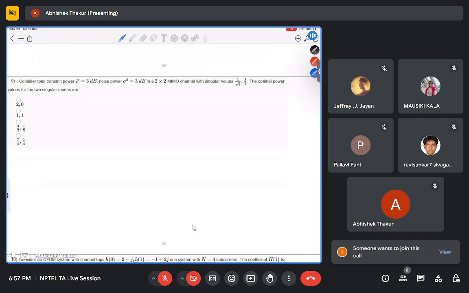Coming to question number 9, consider total transmit power equal to 3 dB. So we can write 10 log 10 of P is equal to 3. So P is equal to 10 to the power of 0.3, so it will become 2. Noise power sigma square is also given as 3 dB, so sigma square is equal to 10 to the power of 0.3, that is equal to 2.